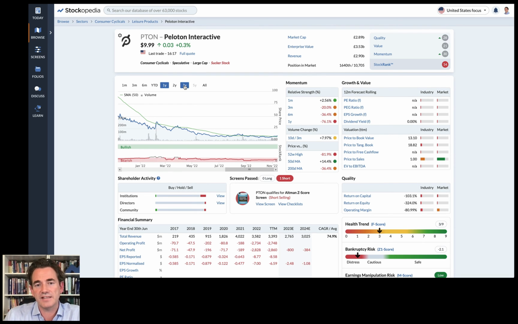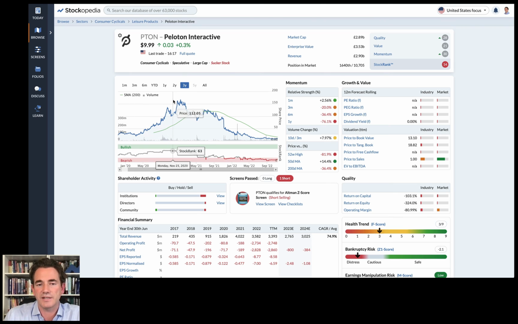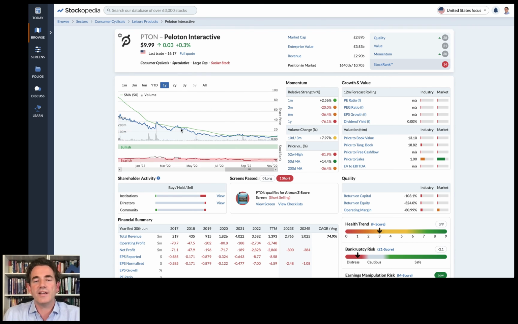But you've seen through the pandemic, it had this absolutely barnstorming run, and then it collapsed down. And interestingly enough, if you zoom up here on the right, the stock rank is only 14, and quality's low, the value's still expensive, and the momentum is poor. That's the first thing I look at. Second thing I look at is the classification: speculative large cap sucker stock. What can I say? It's really not my kind of classification.